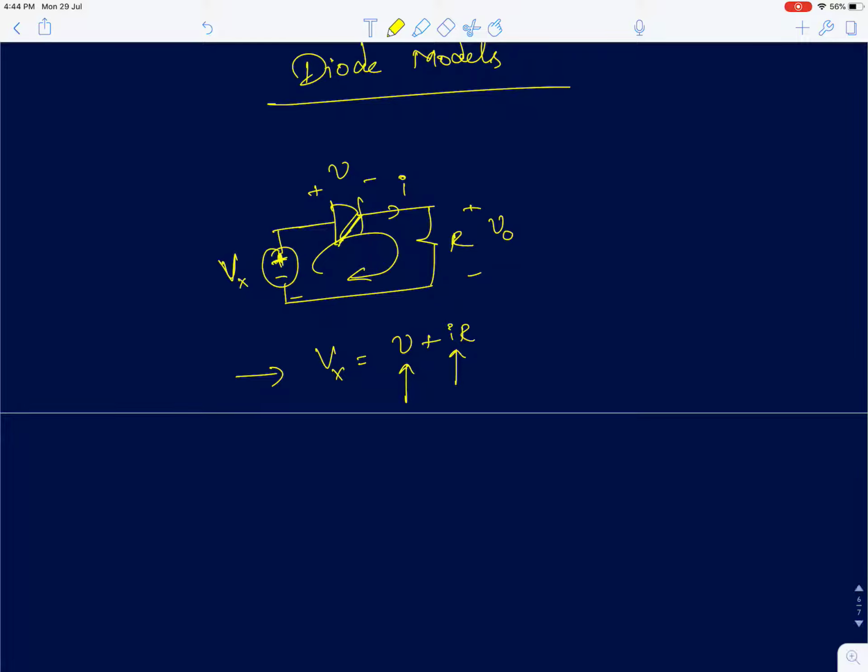Now also, the current and voltage relationship for the diode is given by I equals Is times e power V by Vt minus 1.